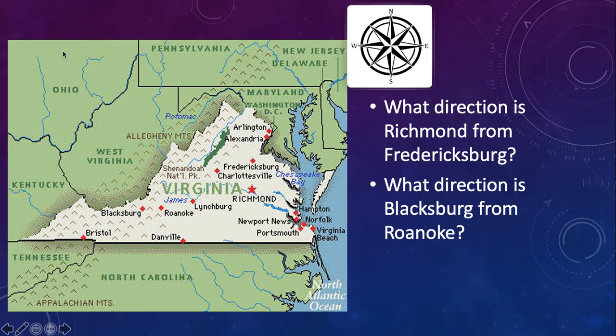So you might encounter questions like this on the test that shows you a map of an area, maybe Virginia, and it wants to know what direction is Richmond from Fredericksburg. So you have to be careful how this is worded. From Fredericksburg, Richmond is south. What direction is Blacksburg from Roanoke? From Roanoke, Blacksburg is to the west.